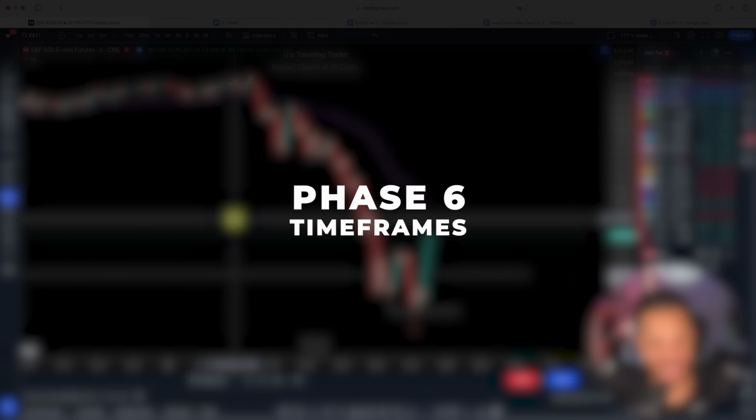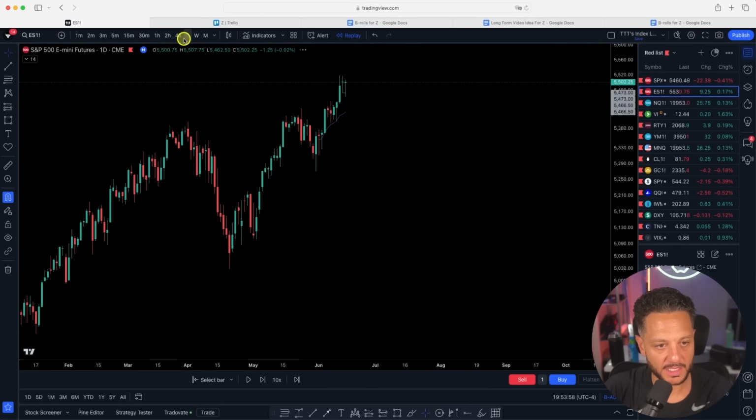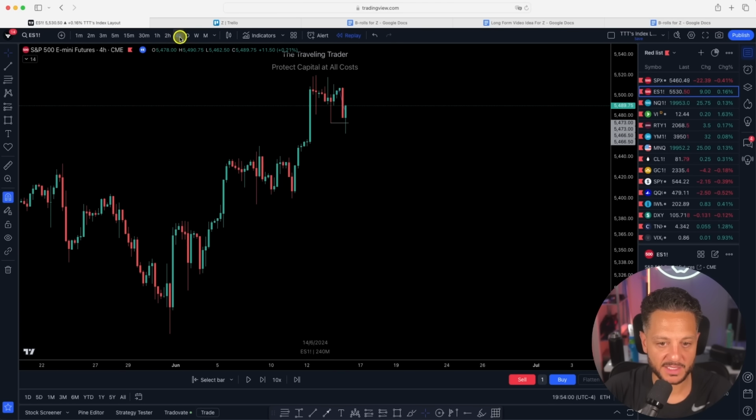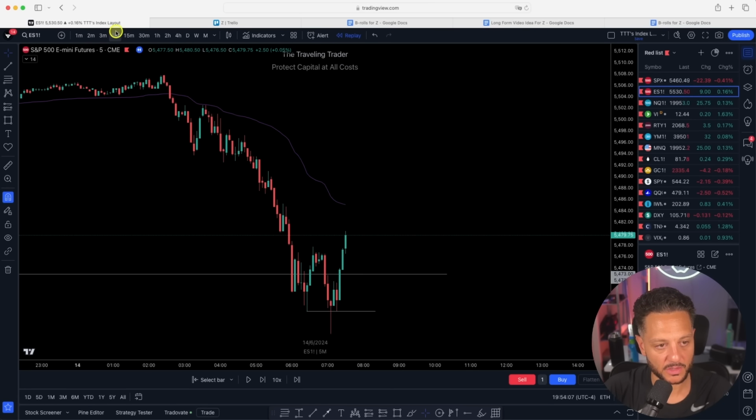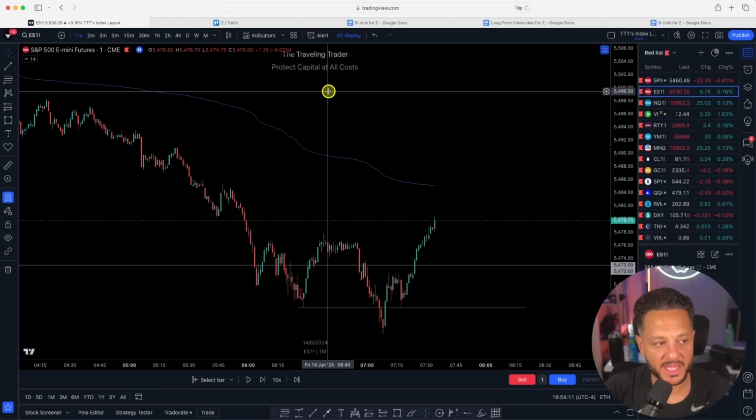Now, let me just talk about time frames real quick. In terms of time frames, as I said before, the 4-hour and the daily is what I use mostly to determine high time frame and daily bias. In order to enter trades, most of my trades are entered either off the 5-minute, 2-minute, or 1-minute. There isn't a magic time frame.